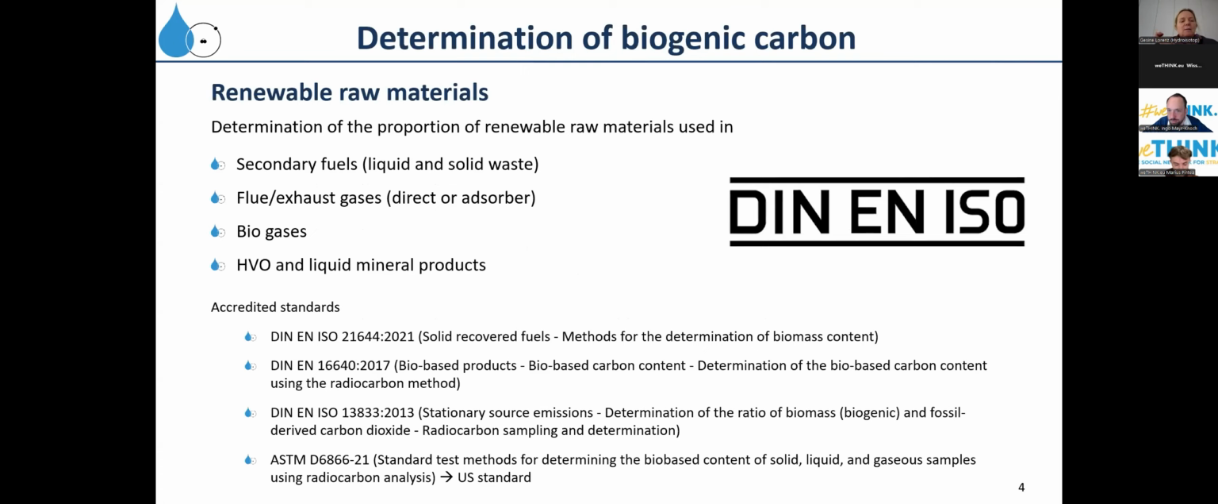So in the waste area or waste community, the determination of the proportion of renewable raw materials is used for secondary fuels. We have heard about this recovery for liquid and for solid waste. It's done in the flue or exhaust gases which come out of the chimneys, direct or on adsorber. The analytical methods can be applied for the biogases itself, and of course also for the HVO and for other liquid mineral products.